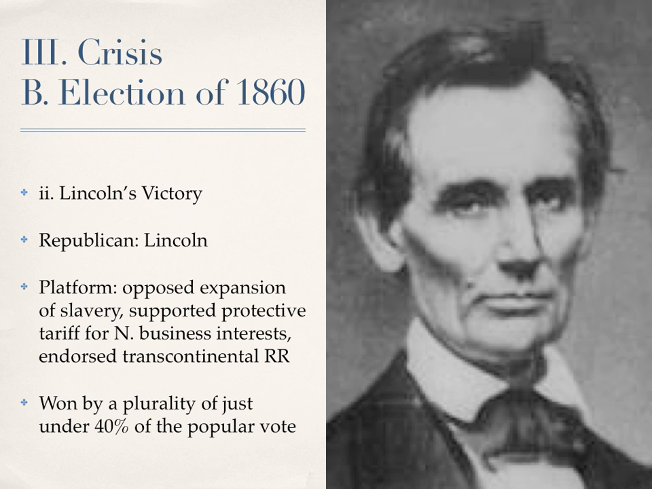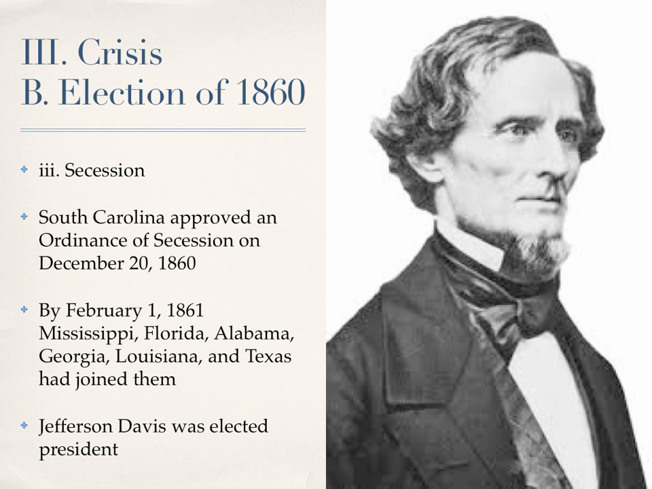Lincoln opposes the expansion of slavery, he supports protective tariffs for northern business interests, and he endorses the Transcontinental Railroad. He ends up winning the election without a single southern vote. Following his election, South Carolina approves an ordinance of secession on December 20th of 1860. They're followed by Mississippi, Florida, Alabama, Georgia, Louisiana, and Texas, and they elect Jefferson Davis as their president.